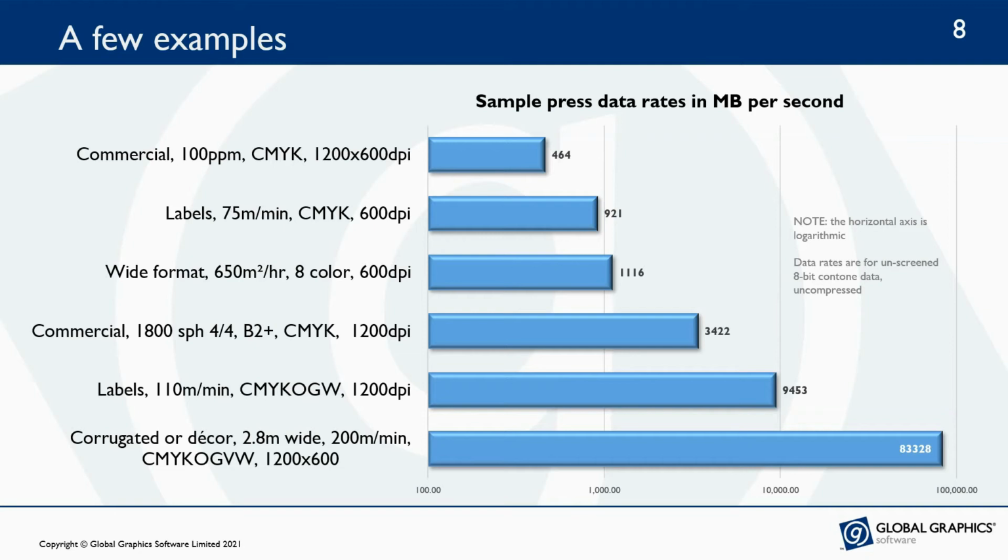There are two obvious takeaways from these examples. Firstly, there's a huge range of data rate requirements depending on which sector and price bracket you're designing your press for. The horizontal axis used here is logarithmic, so you can see numbers more clearly. The fastest press is taking over 80 gigabytes per second, compared with the slowest taking less than half a gigabyte per second.